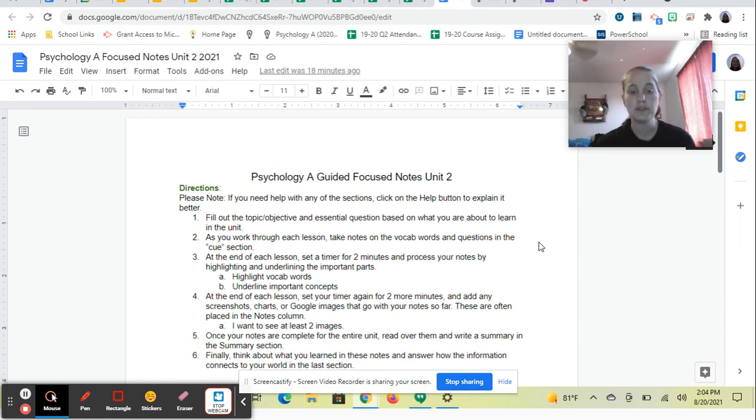Once your notes are complete for the entire unit, read over them and write your summary. Then when you're done with that, you're going to do that last box where you explain how what you learned connects to your world. Sometimes notes seem overwhelming, but when they're broken down like this, they don't seem too hard, do they? They're pretty simple, and I promise they're going to help you.